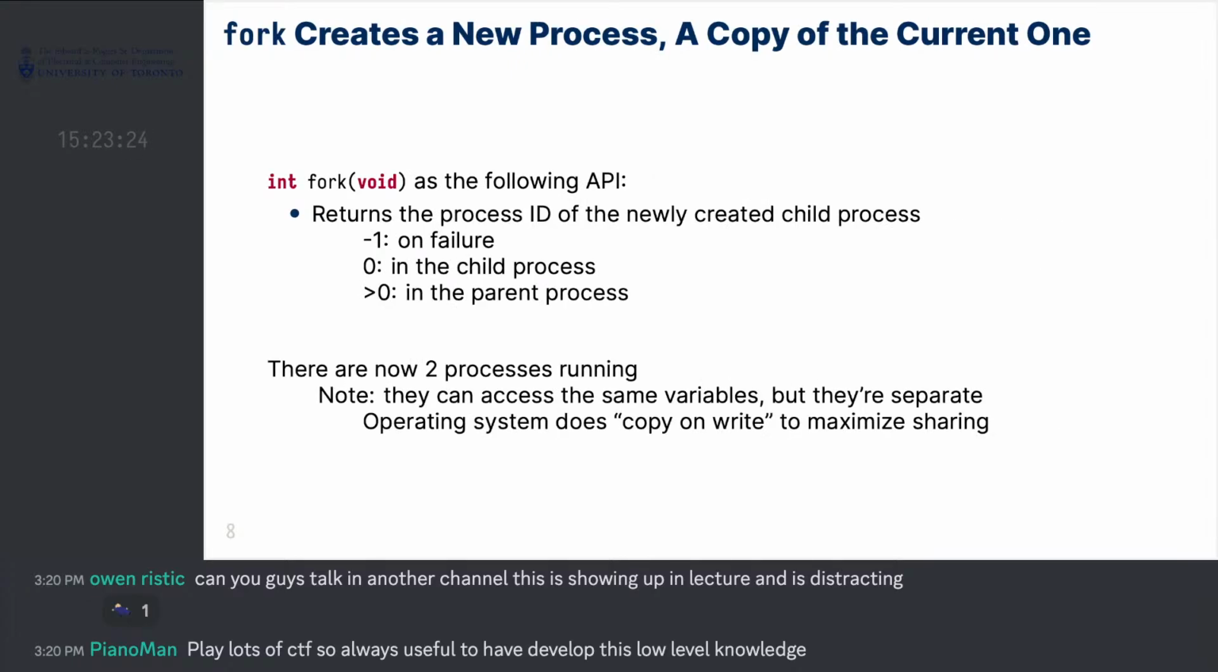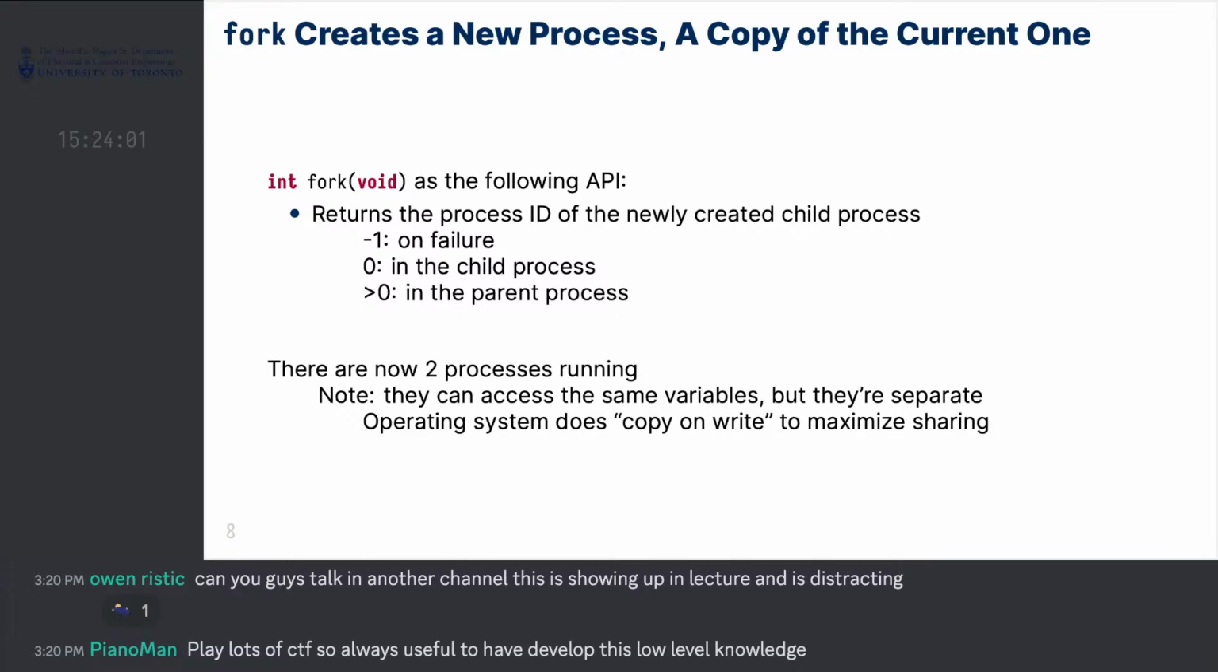So what is that clone system call? It's not actually called clone. For some historical reasons, it's called fork, and fork is the only way to create a new process on Unix. So again, it creates an exact copy of the current one, and it has this API. You'll notice that it doesn't take any arguments whatsoever. It returns the process ID of the newly created child process. This can fail, in which case it will return -1 and you will not have created a new process.